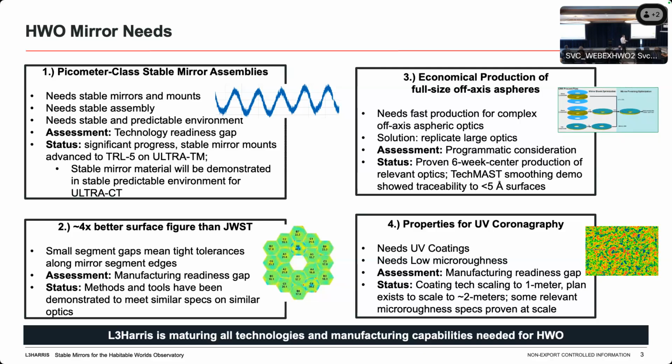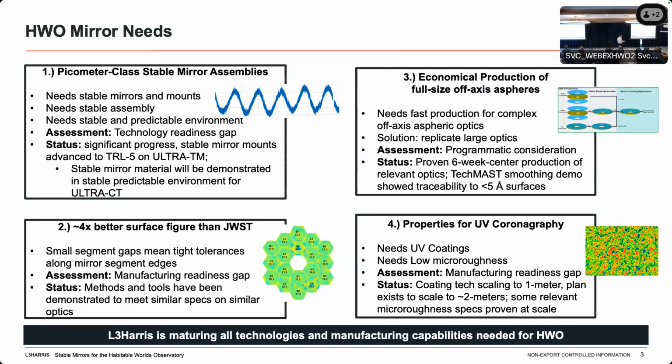The third item here is economical production of full-size off-axis aspheres. We've proven this. We have demonstrated large optics that are relevant, delivering them on 6-week centers. And we think we have a path with existing facilities to deliver them on 4-week centers. So if you imagine we need a certain number of segments to get a larger aperture, say 6.5 or maybe 8.5 meters, it's going to be helpful to be able to produce those optics in a reasonable amount of time and integrate them.